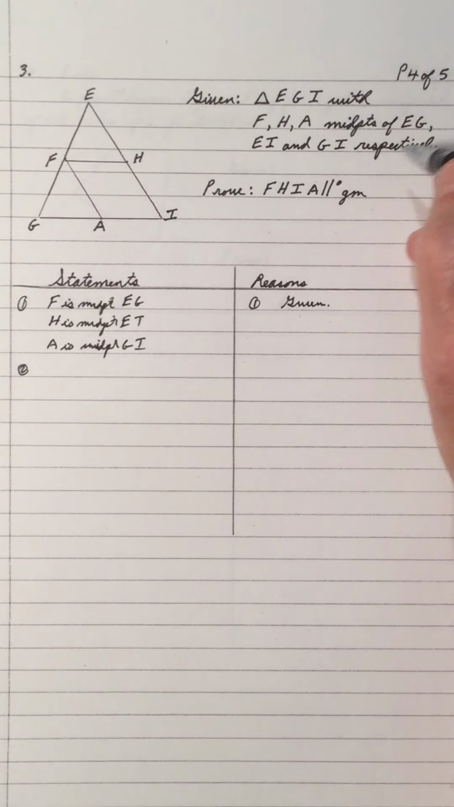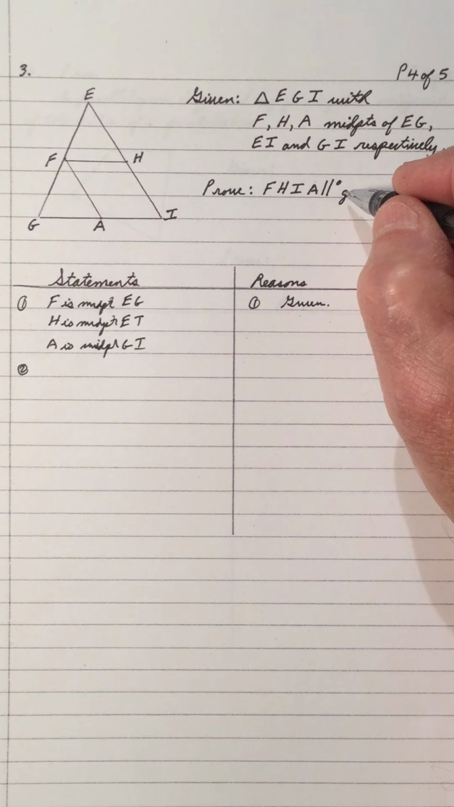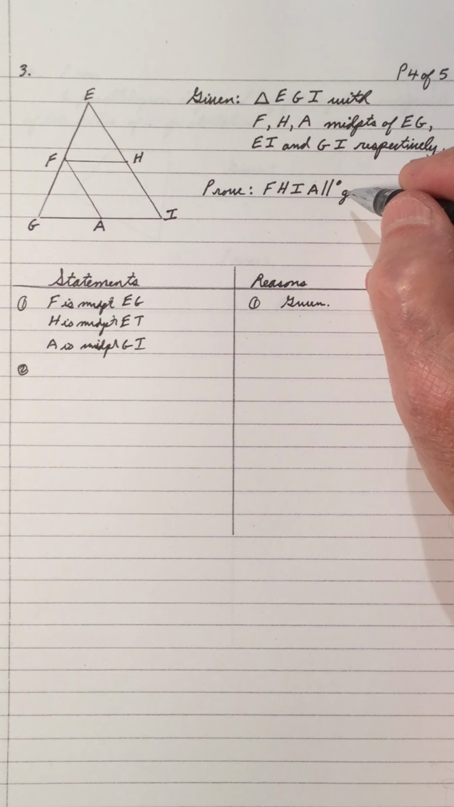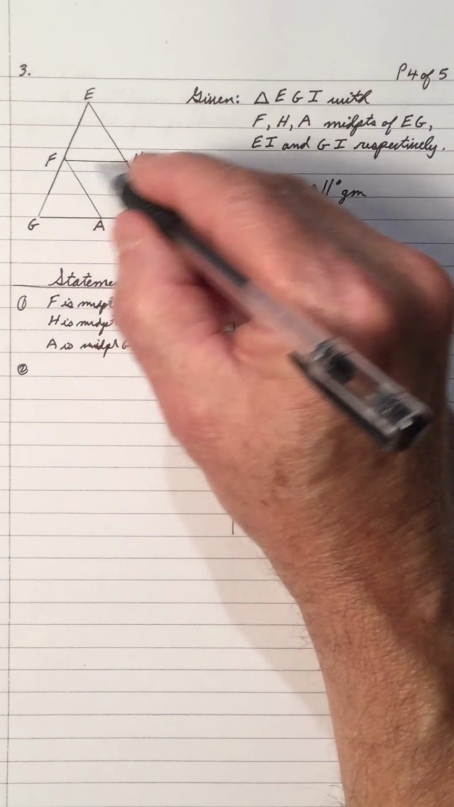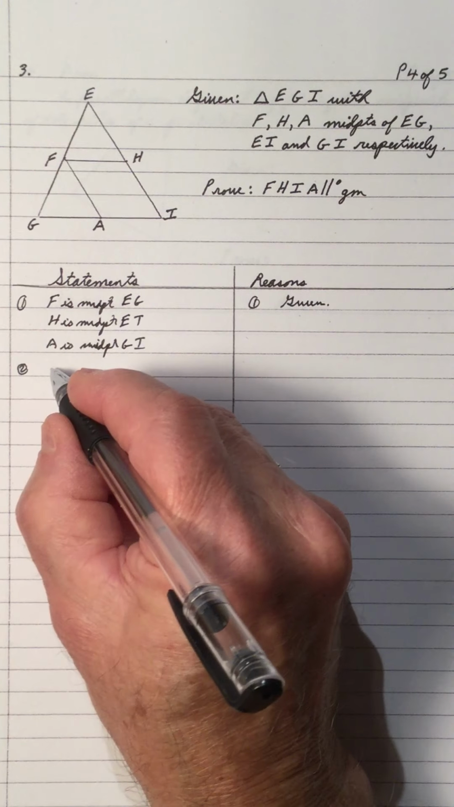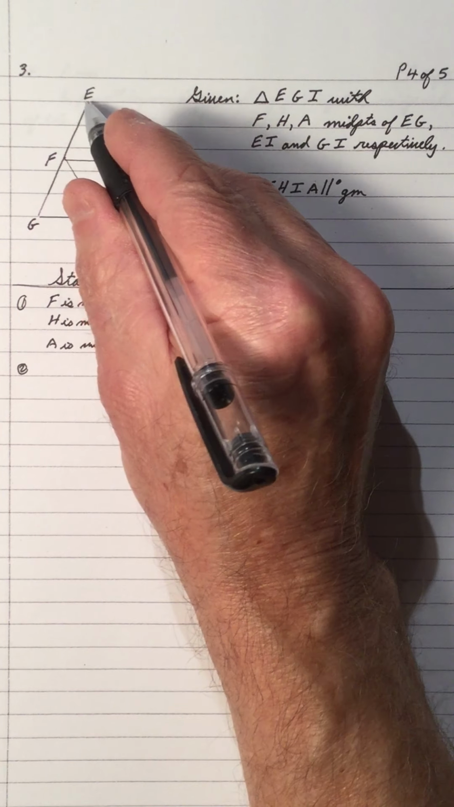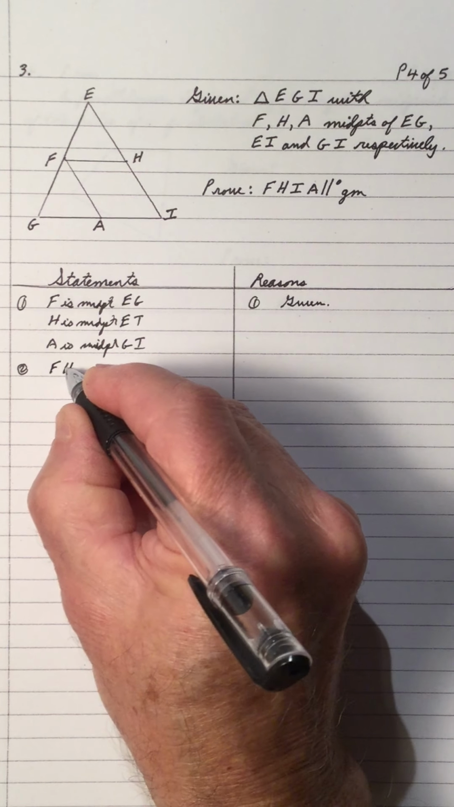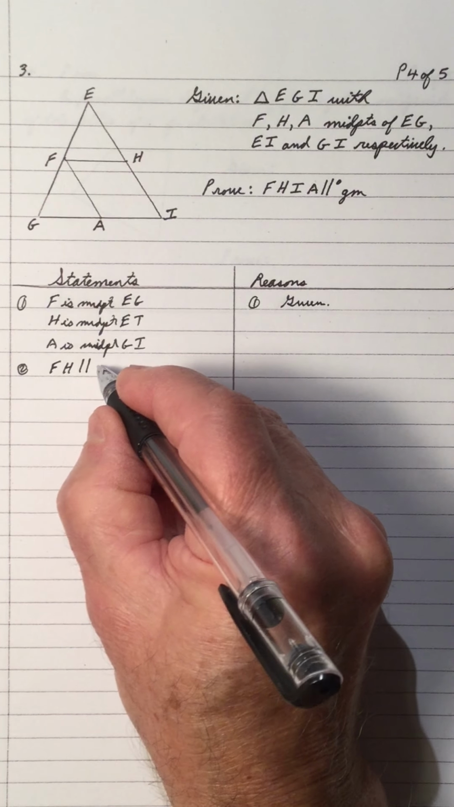In order to prove a parallelogram, I need to prove opposite sides are parallel, opposite sides equal, or one pair equal and parallel, or the diagonals bisect each other, or a pair of opposite angles equal. And one way I'm going to do it here, these are midpoints. So F and H are midpoints of these two sides, EG and EI. So that means that FH is parallel to GI.